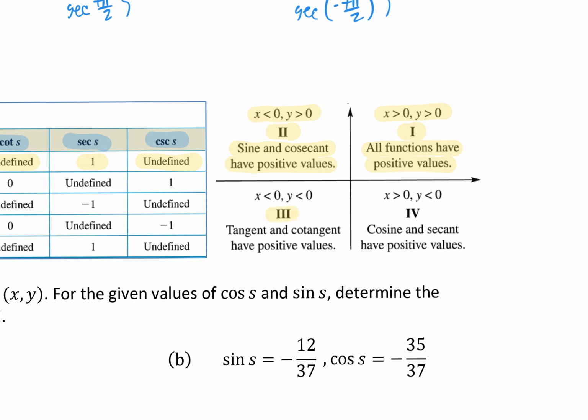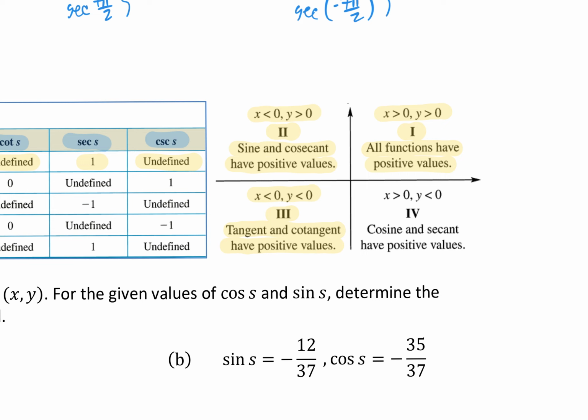In quadrant 3, x and y are both negative. That means tangent and its reciprocal cotangent are the only positive trig functions, because you're going to have y over x, negative over negative, which makes positive. X over y for cotangent would be negative over negative, which makes positive. So these two are the only positive trig functions in quadrant 3. All the other trig functions are going to be negative.